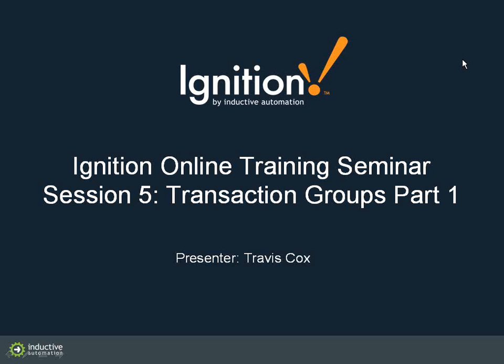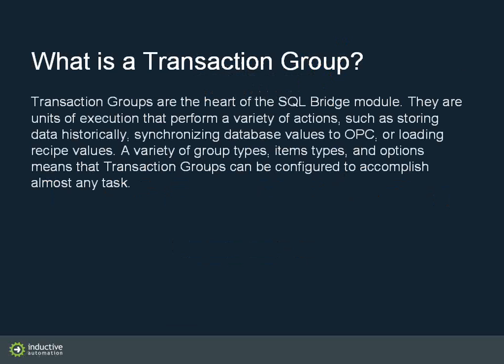All right, let's get started. First thing I want to talk about here is really what is a transaction group. It's a new concept to most of you. But transaction groups are the heart of the SQL Bridge module. So when you add the SQL Bridge module to Ignition, you get these transaction groups. And they are basically units of execution that perform a variety of actions, such as storing historical data, synchronizing database values with OPC values, or loading recipe values to your system, storing downtime information to your database. Those are the kinds of things you use transaction groups for.